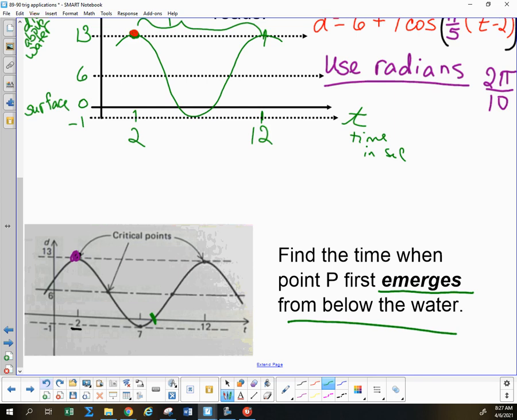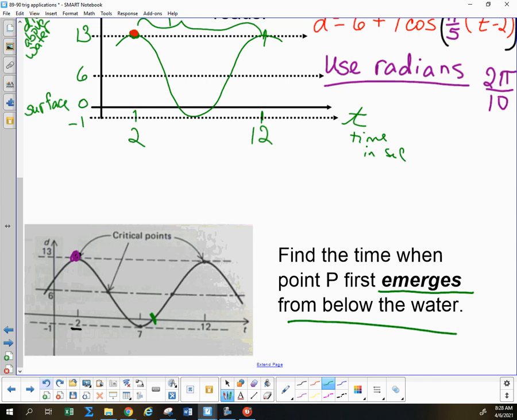Levi? Anytime a graph crosses the x-axis, what do we call it? Whether it's a parabola or whatever. The x-intercept. But what does the calculator call x-intercepts? Zeros. So we're going to need to find a zero there.